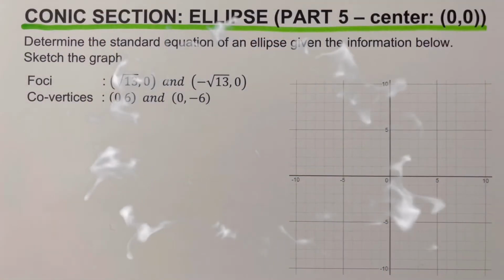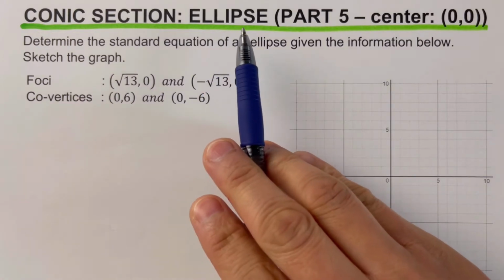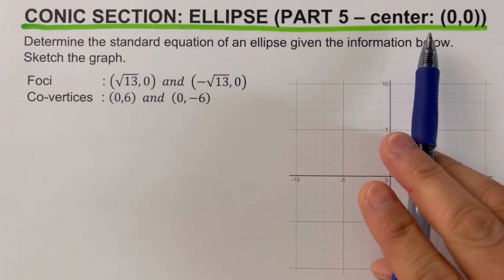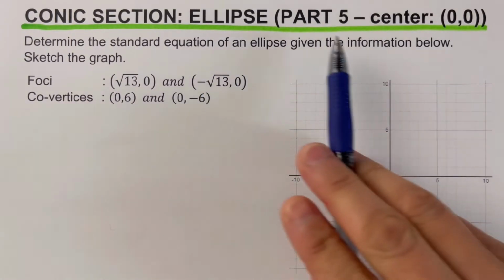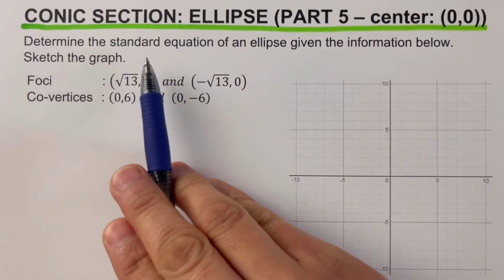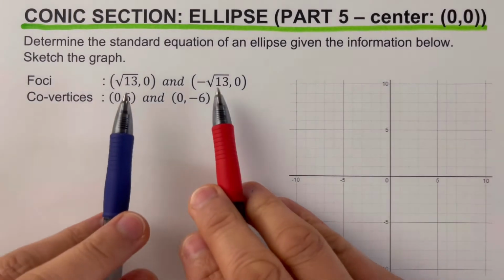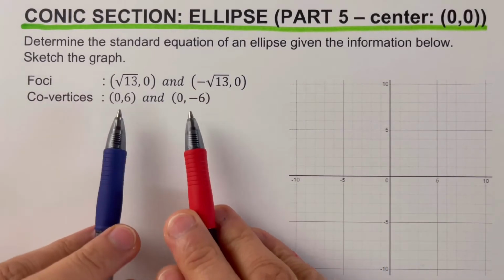Hello everyone. This video will focus on conic sections, specifically on ellipse with center at the point of origin, or at (0, 0). And this is the fifth part. In this part, we're supposed to determine the standard equation of an ellipse given the coordinates of the two foci and the coordinates of the two vertices.